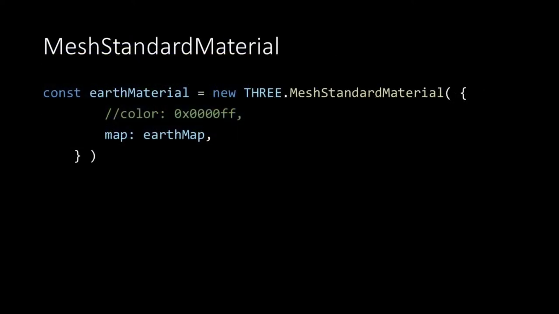Our Earth material is instantiated as a mesh standard material, so no longer a basic material, because the standard material allows us to use textures. Like the basic material, the standard material also takes in an object that describes its properties. I've commented out the color property because I only use this property for testing. What we are interested in is the map. The map property is where we are going to load the Earth map.